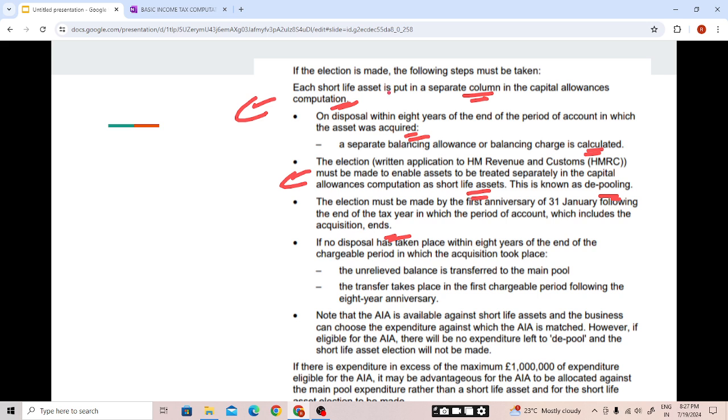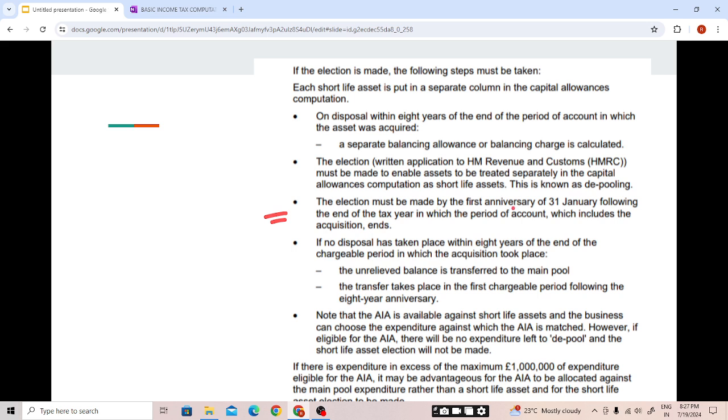Students, the election that the asset will be under the special rate pool must be made by the first anniversary of 31st January following the end of the tax year in which the period of account ends. This is about when we can claim the exemption. Within a specified time limit, we need to claim the exemption, students.